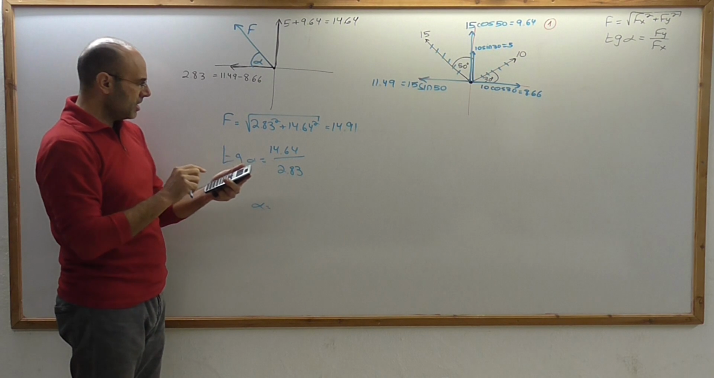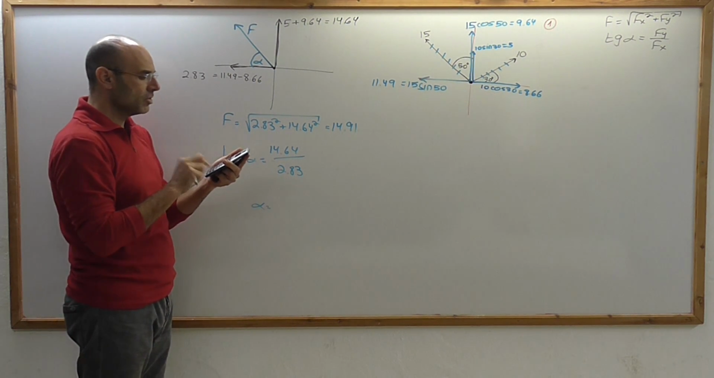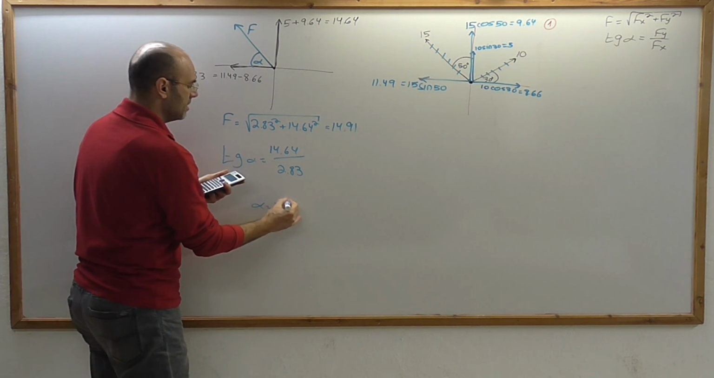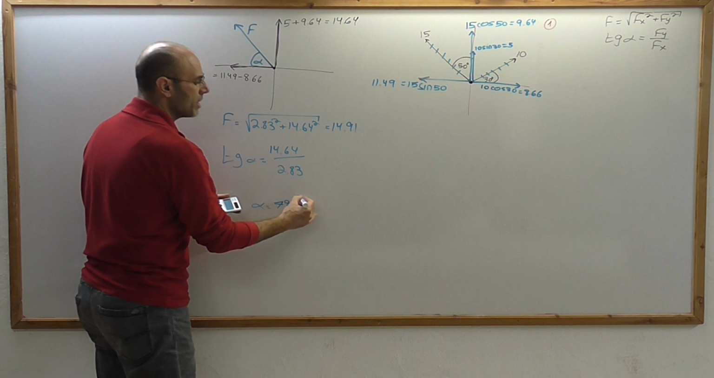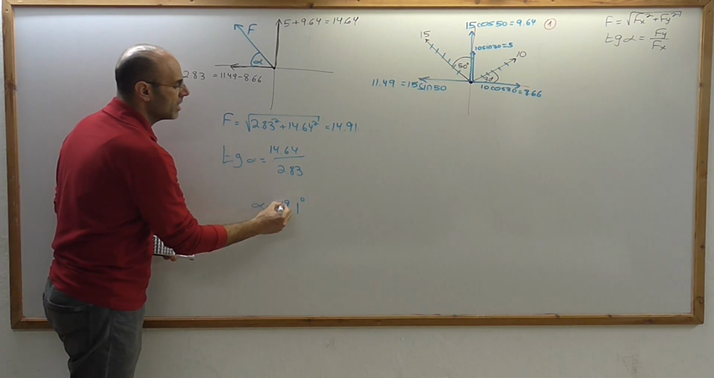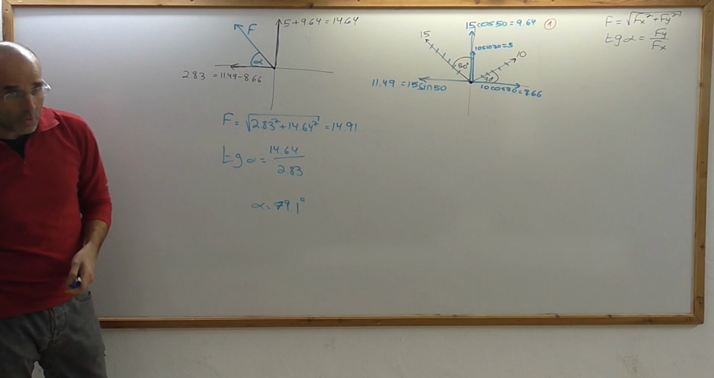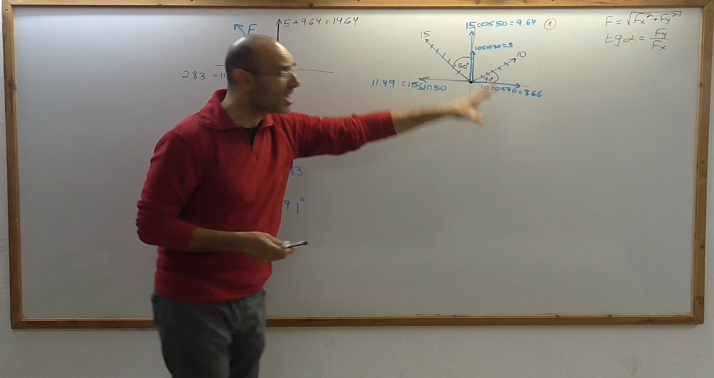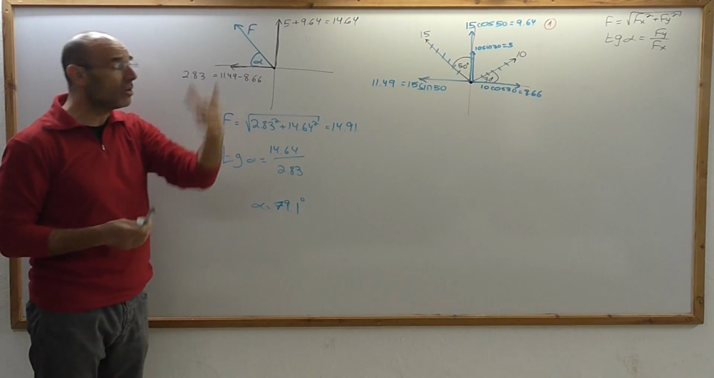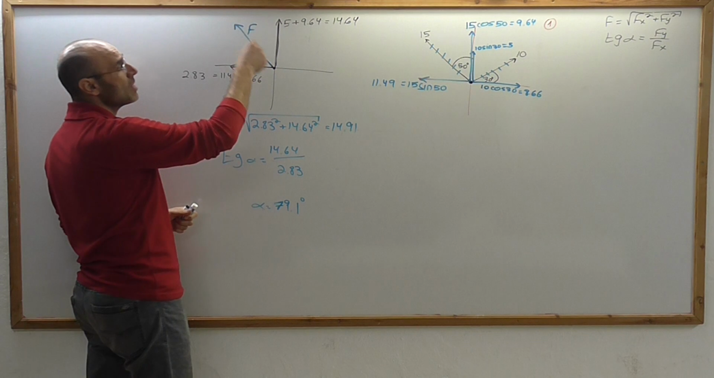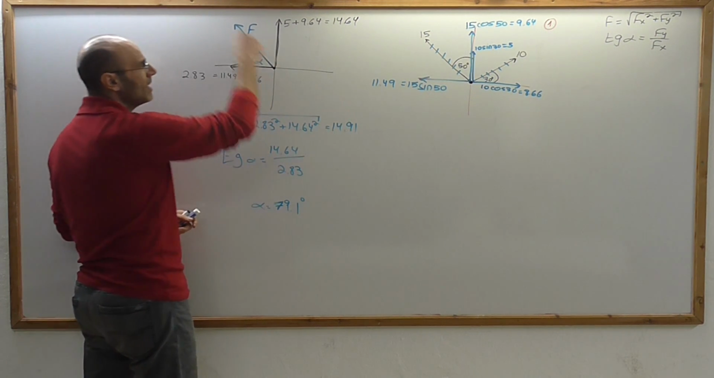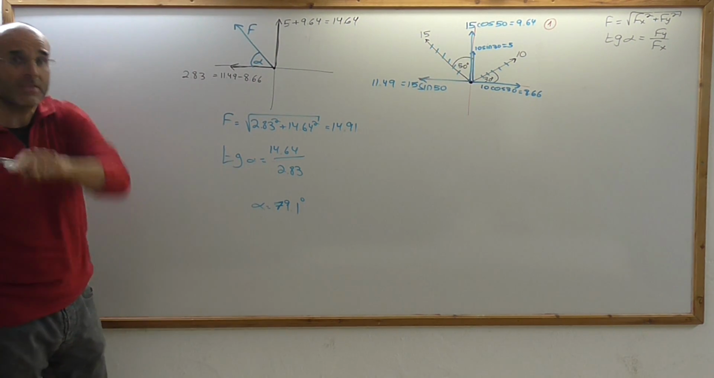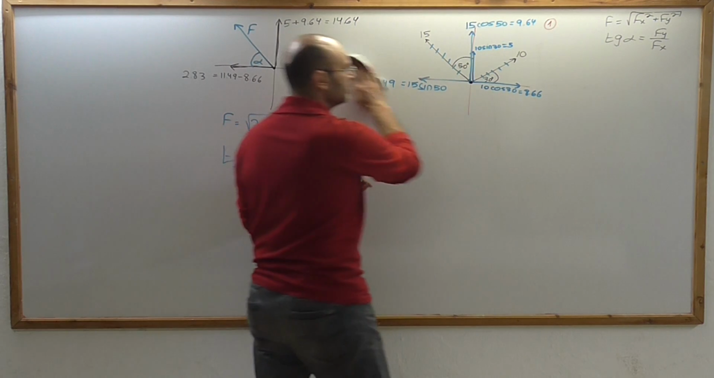Alpha is shift tangent, 14.64 over 2.83. 79.1 degrees. So, instead of pulling the ball with 10 here and 15 here in these directions, I know what will happen to the ball now. It will feel as if someone pulled it with the force of 14.91 at this angle, so it will go that direction. Another example, I'm wiping it.